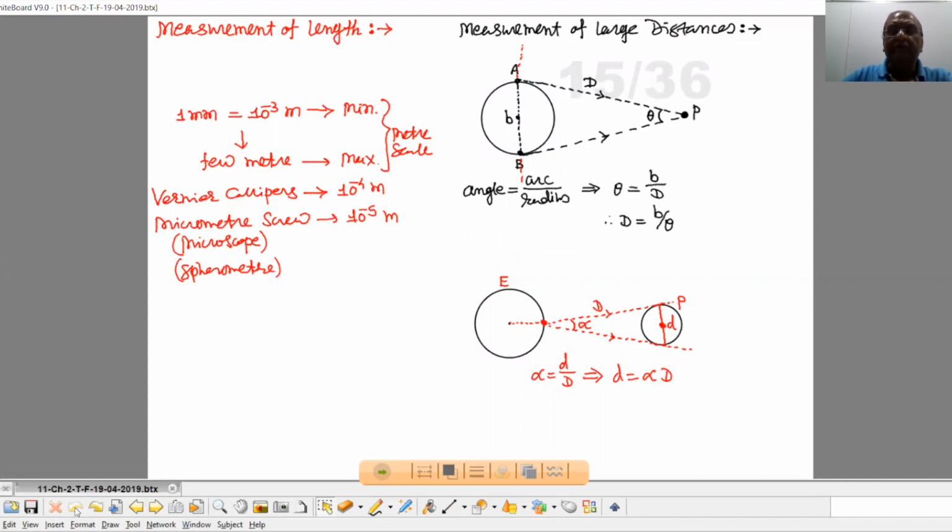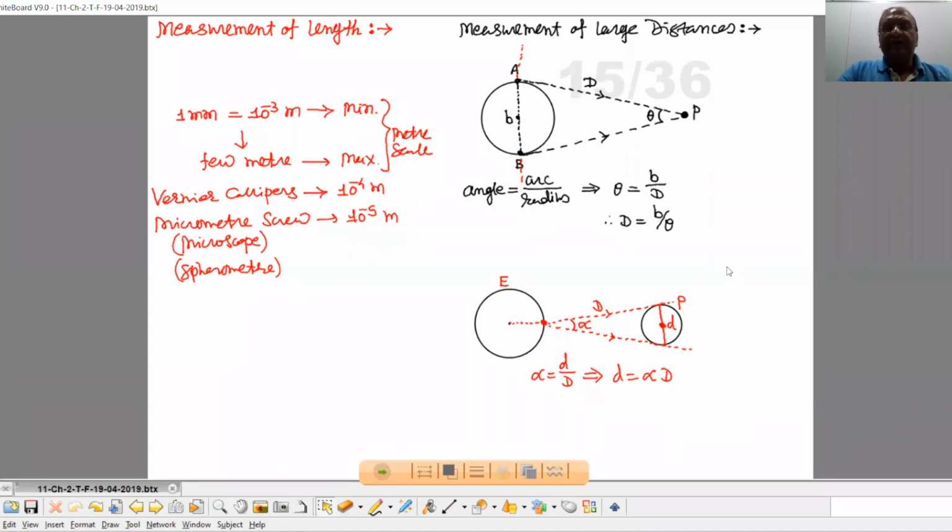Now with the help of this equation, one can easily calculate the distance between the earth and any other planet, or earth and moon, earth and sun, like that. Clear to all of you? Yes, sir. Good.